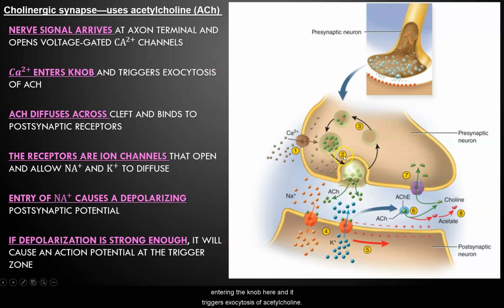exocytosis of acetylcholine. The acetylcholine diffuses across the cleft and binds to the postsynaptic receptors. You can see the green binding here to the receptors. The receptors are ion channels. They open and they allow sodium and potassium to diffuse. The entry of the sodium, of course, causes depolarization, a postsynaptic potential. If this depolarization is strong enough, it's going to cause an action potential at the trigger zone.